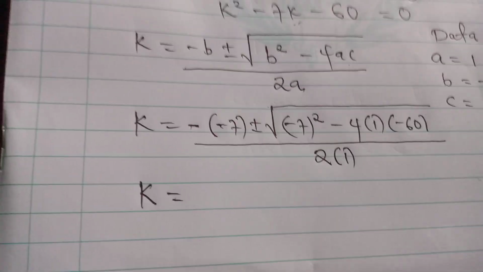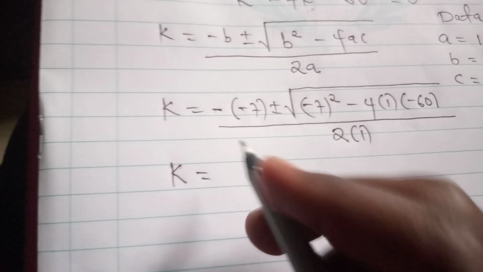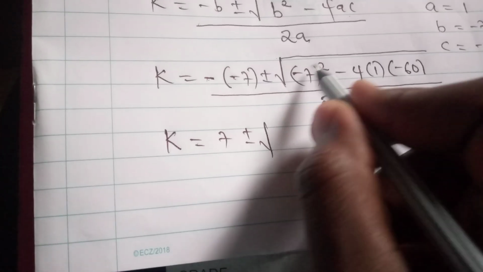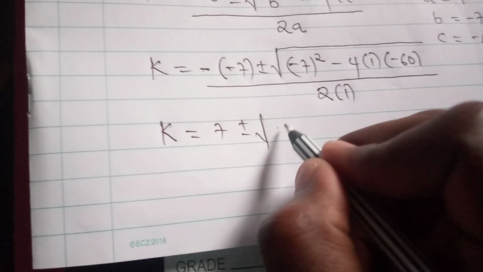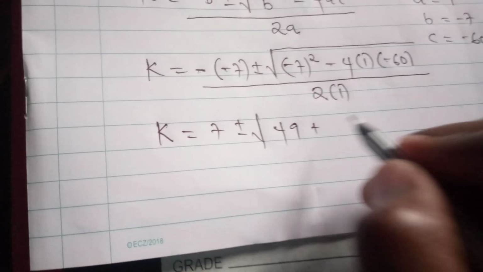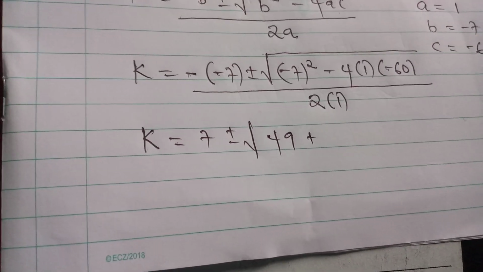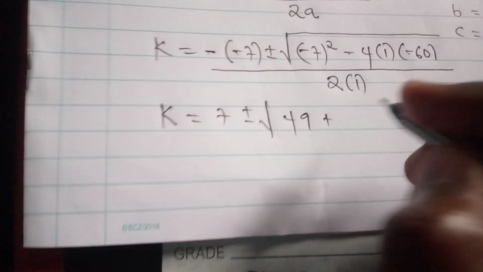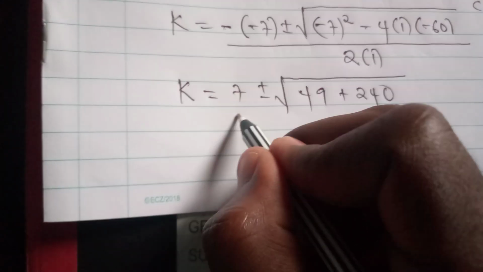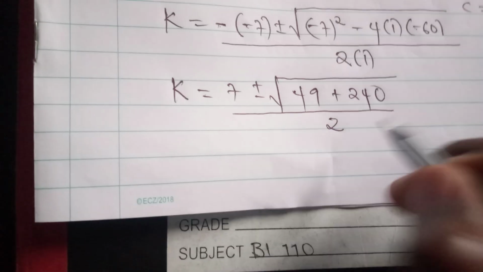So we have to move step by step so that you don't make mistakes. From there, you are going to multiply negative times negative, that is positive 7, then square of negative 7, that is 49. So negative times negative is positive. When you multiply 4 times 60, you are going to obtain 240. So 240 there over 2.